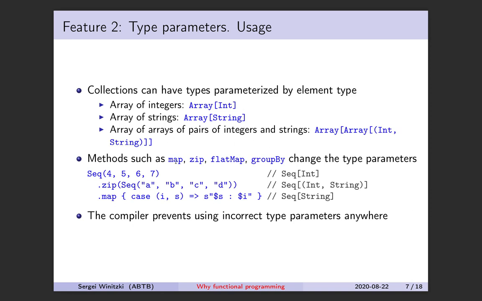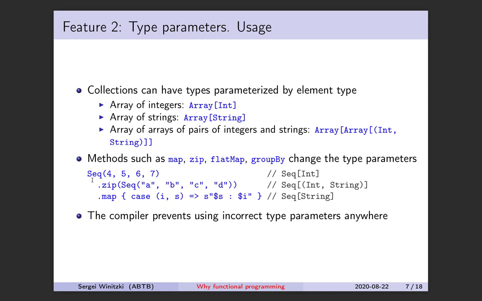And the decisive advantage for the programmer comes from the fact that all these methods that we just saw, like map, flat map, zip, and so on, they use the types and they change the types in some way, but the compiler can check that the types are correct.